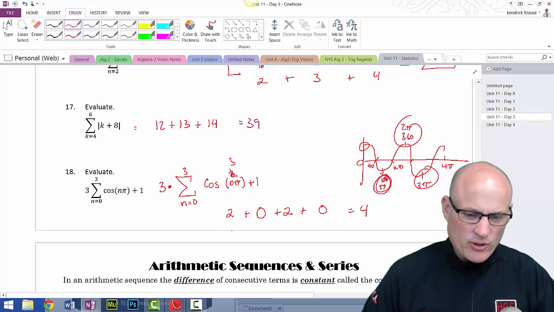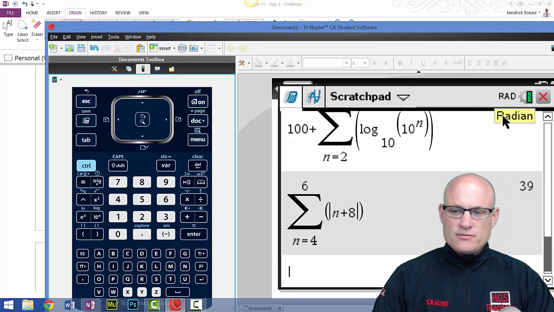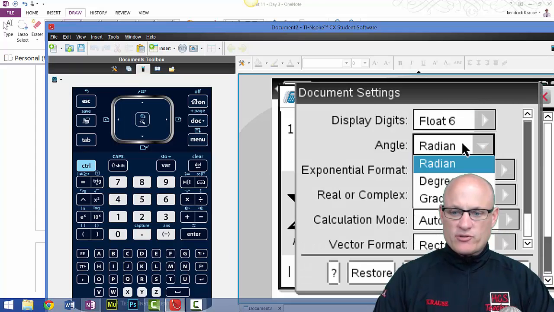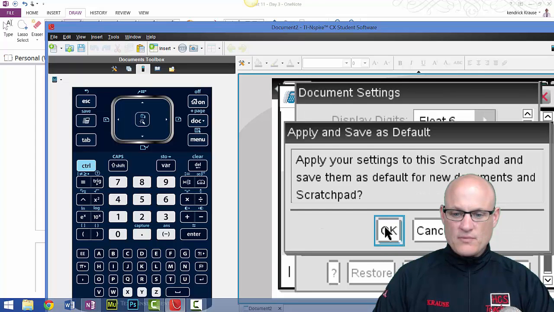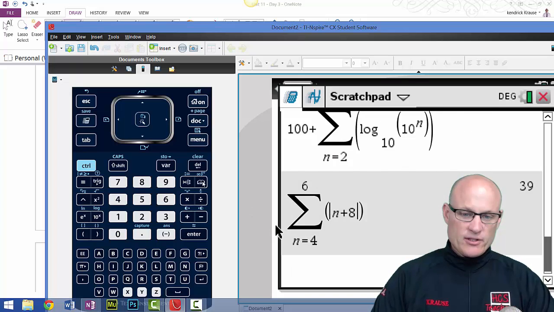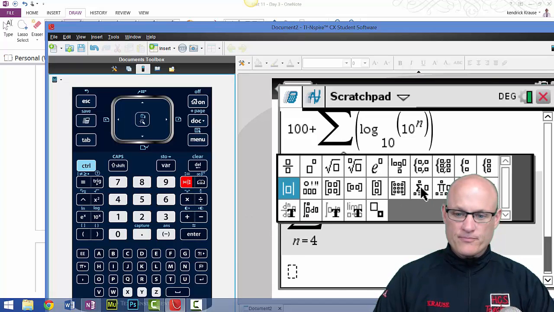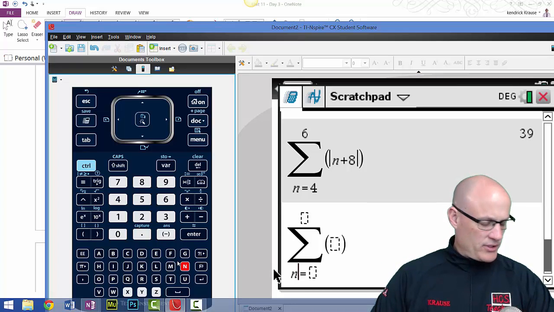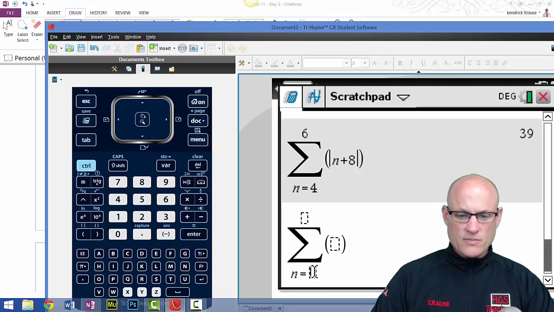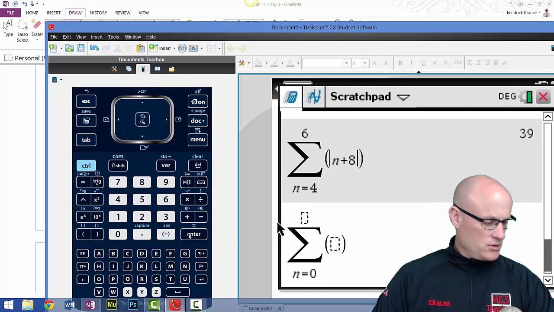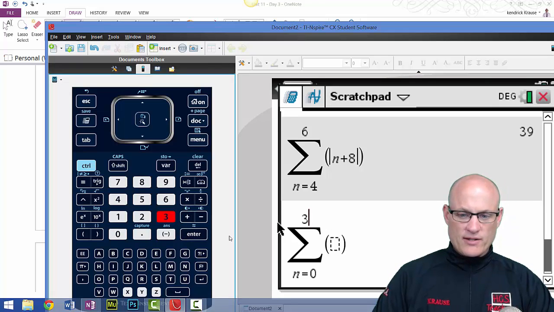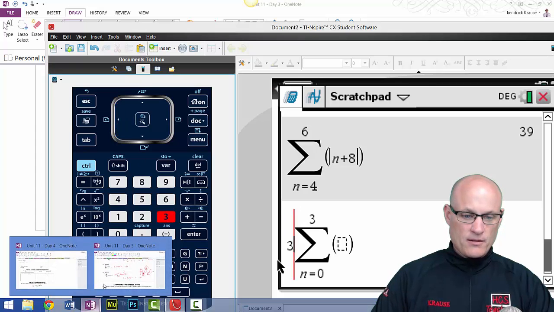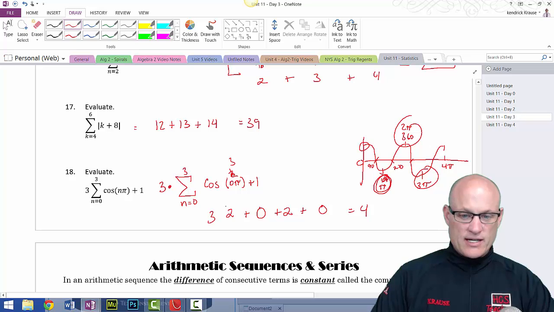And I wonder if I can get the calculator to do it for me. Now, unfortunately, let me go into document settings and change mine back. If yours is in degree mode, and you try this, let's see what happens. So let's use n. And what did we start out with here? N equals 0 to 3. Uh-oh, I forgot the 3 out front. Gosh, why do I keep forgetting to do that? I think I even wrote it down over here. I got the 3 out front here, so 3 times what I came up with. So this should be 12.